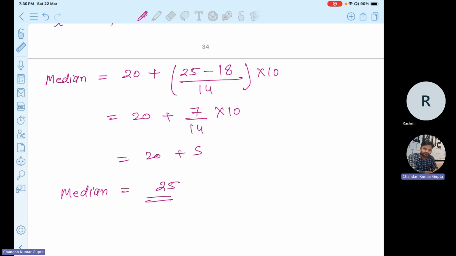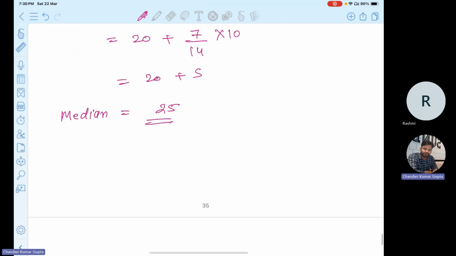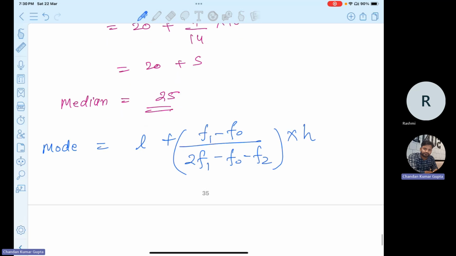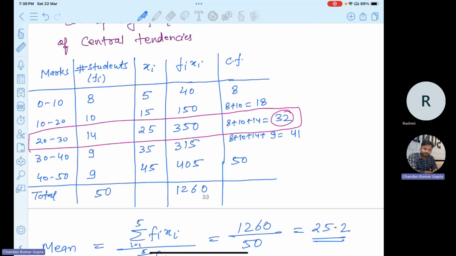Now the value of mode. Again, we need to first find the modal class. Okay, let me change the color again. The formula for mode is L plus F1 minus F naught upon twice of F1 minus F naught minus F2 into h. Now we can find the modal class with the help of the highest frequency class interval.